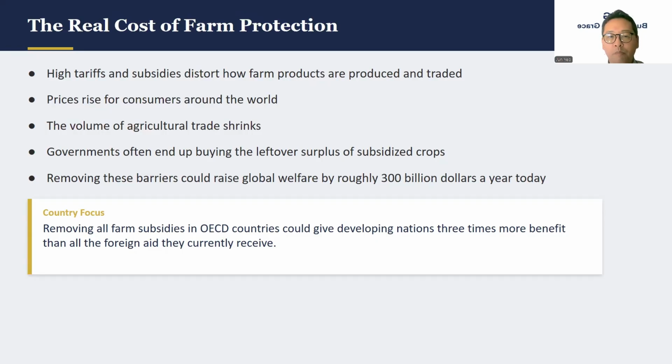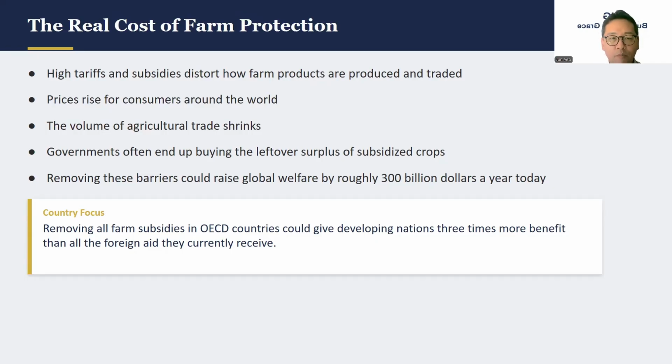This is worth pausing on. We often hear that rich nations should give more foreign aid to help developing countries grow. But this research suggests that simply opening up agricultural markets and removing subsidies that currently distort global prices could do more good for poorer nations than the aid budgets of wealthy governments combined. This is a powerful argument for reform.